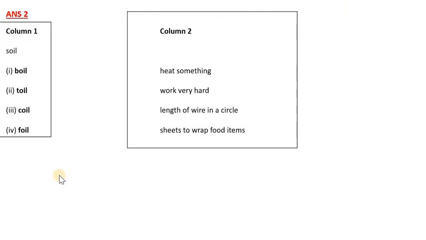Now answer number 2 of same question. Column 1, boil. Column 2, heat something. Number 2, toil. Column 2, work very hard. Number 3, coil. Column 2, length of wire in a circle. Number 4, foil. Column 2, sheets to wrap food items.